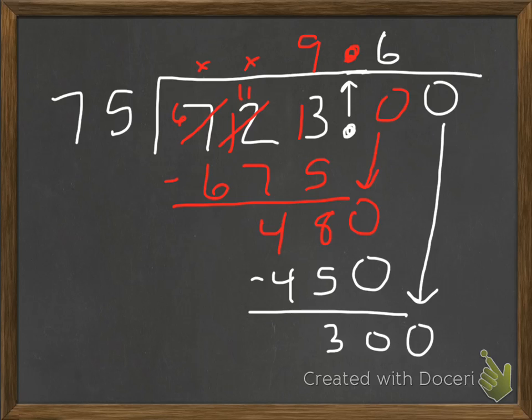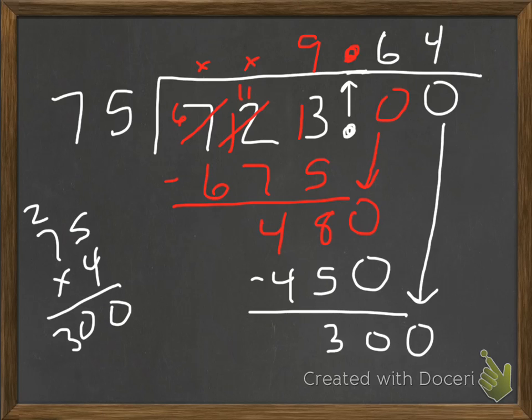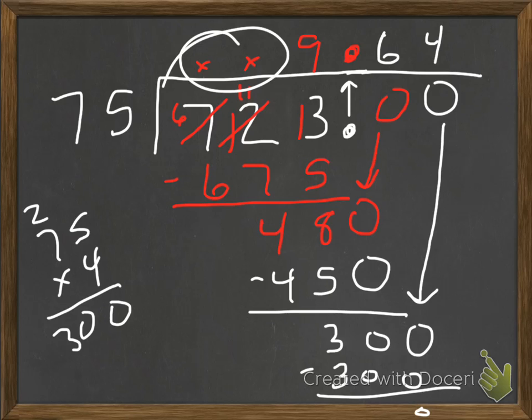And again, same thing. I'm just looking at that 30 and that 7. 7 can go into 30 4 times. And it comes out to 300. So my answer is going to be 9.64. The key to getting these right is to keep it straight and just bring everything down and make sure you don't put the numbers in the wrong spot.